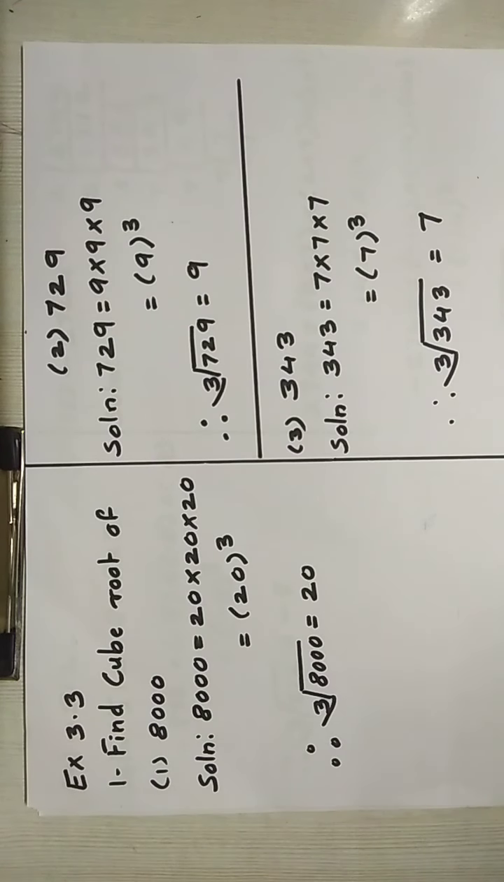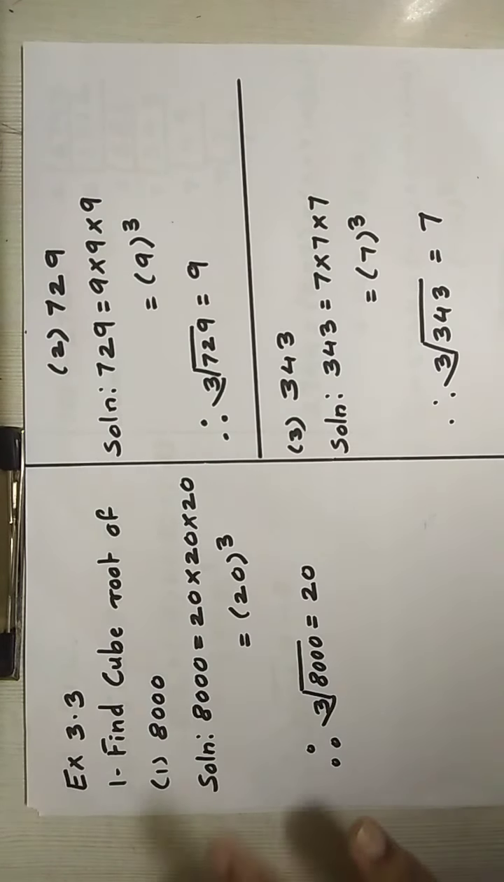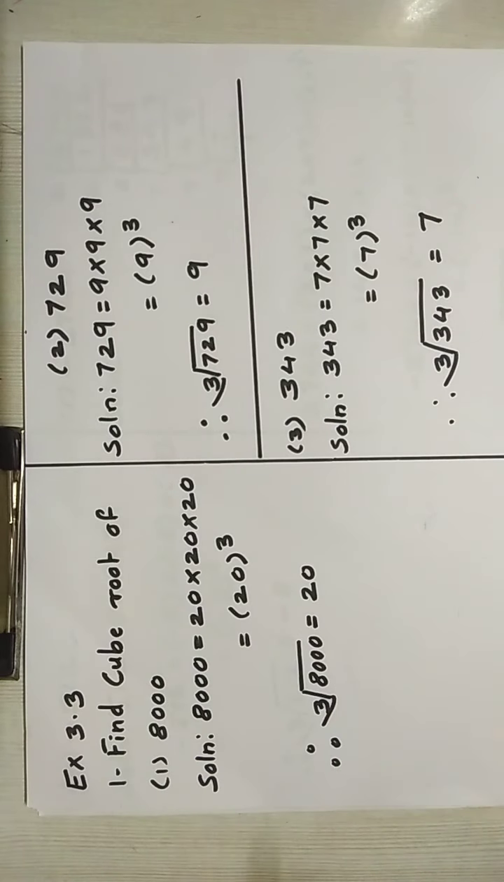Okay, so your homework for today will be exercise 3.3, and apart from this you have to learn cubes of numbers 1 to 20. We'll be learning squares also of numbers 1 to 20, and also cubes of numbers 1 to 20. This is the minimum which all the children should be knowing. Squares of 1 to 20 you have to learn by heart, and also cubes of 1 to 20. Okay, let's start with the cube root sum.